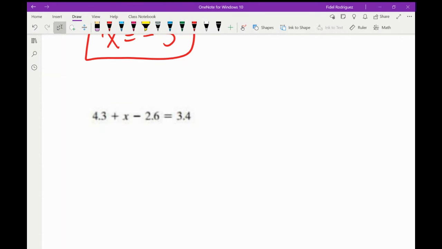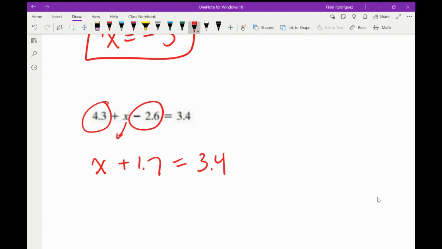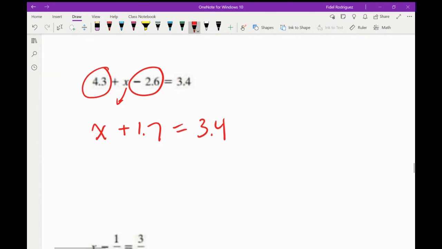Okay, same thing here, y'all. I'm going to use my calculator. So first thing, I'm going to just write down this x. Now remember, these guys are on the same side. So I'm just going to subtract them. So I'm going to take my calculator again, 4.3 minus 2.6. That's leaving me with a positive 1.7. So positive 1.7 is equal to 3.4.